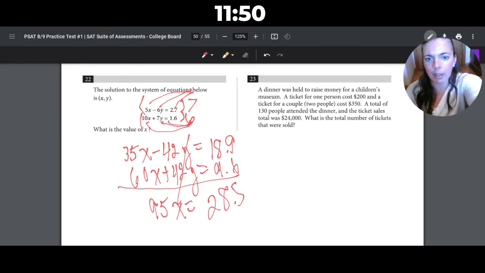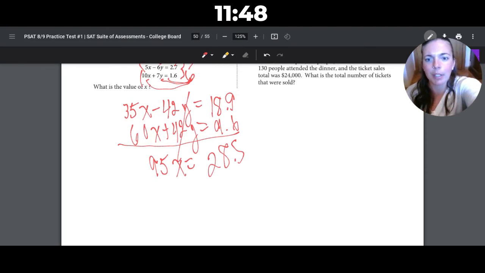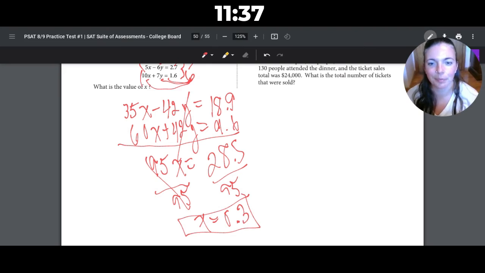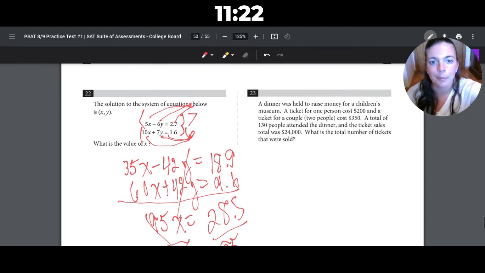equals 28.5. And when I just divide by 95, I will find that x equals 0.3. Okay, so trying to get the y's to be the same, one strategy is just to multiply by the coefficient in front of it in the other equation, and that way you're going to find a multiple that will cancel out.